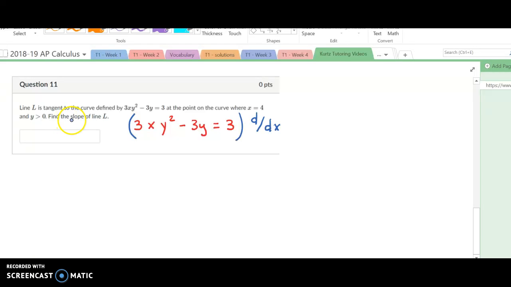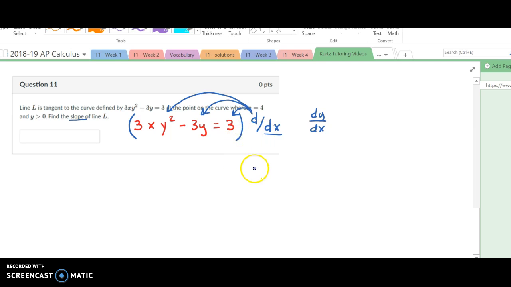In this problem, you've been asked to find the slope of the line tangent to the curve. And the only way to get slope is by taking the derivative. And we're going to differentiate with respect to x because dy dx is slope. So we'll take the derivative of each term.